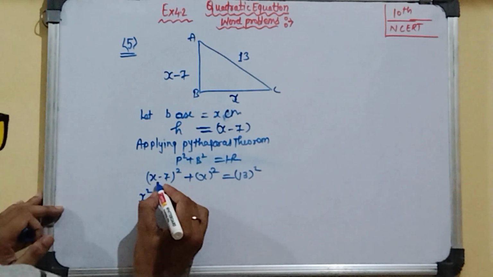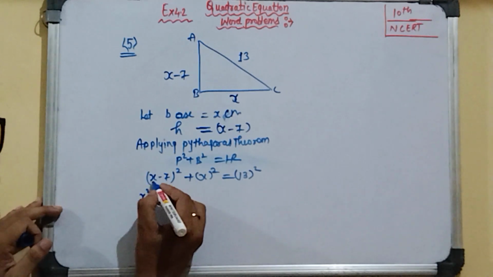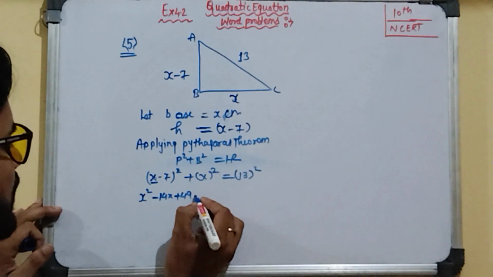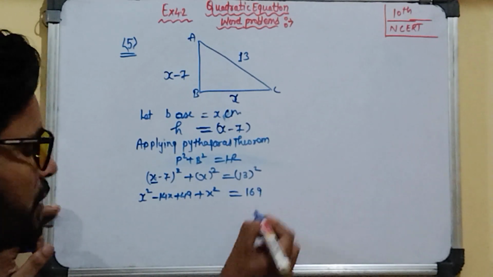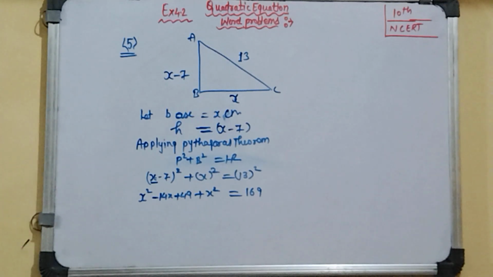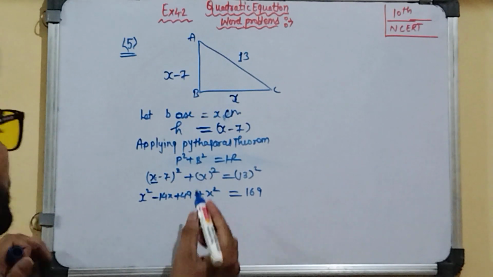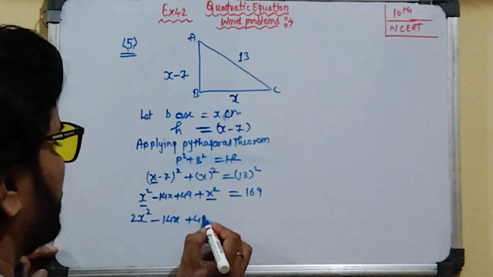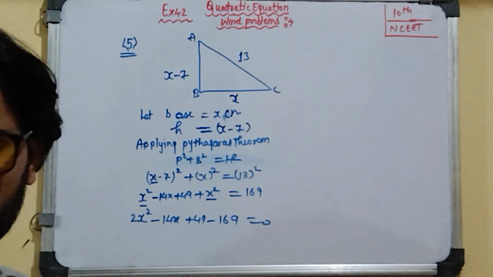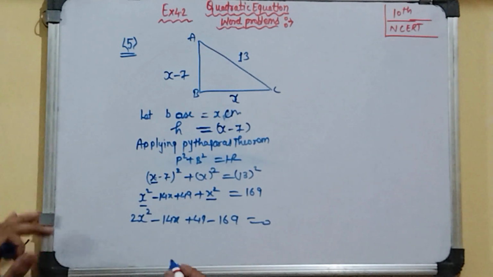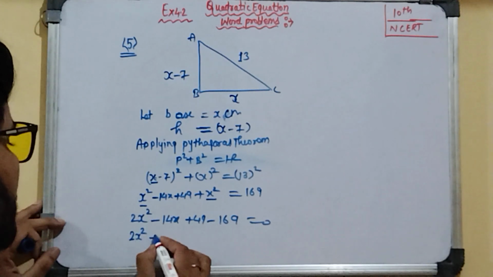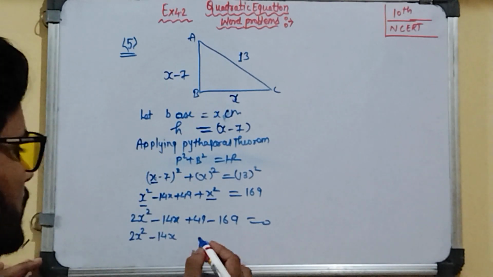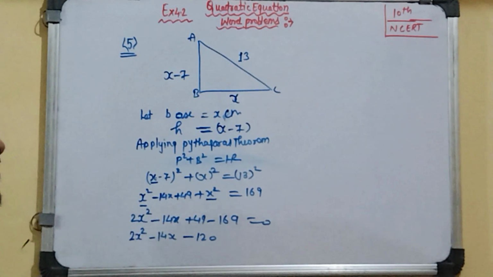Now (a minus b) whole square is a square minus 2ab plus b square. First of all, x square minus 2 into 7 x, that is 14x, plus 49, plus x square will be equal to 169. Okay? Now x square plus x square, we get 2x square minus 14x plus 49 minus 169 is equal to 0. Then we get 2x square minus 14x, and 169 minus 49, how much do we get? Maybe 120.